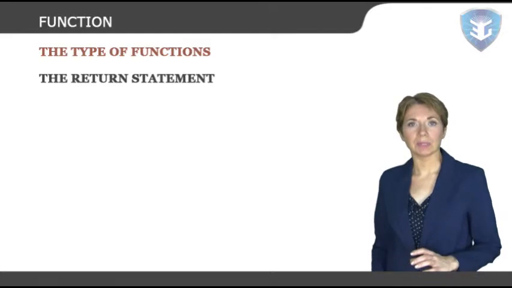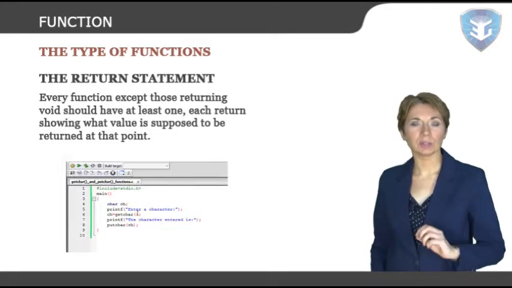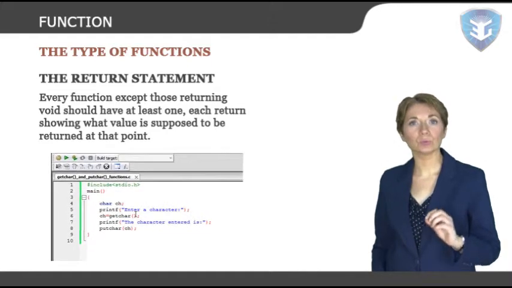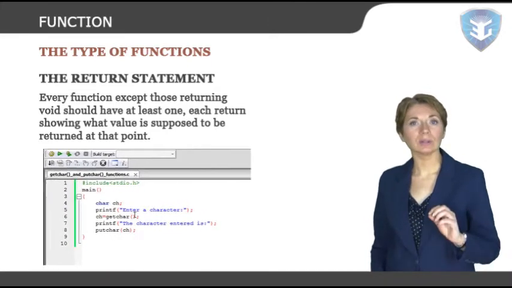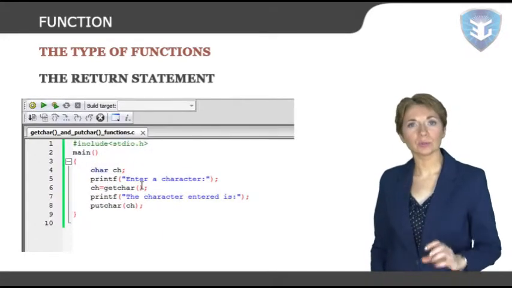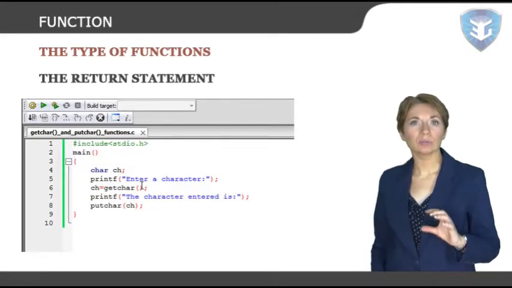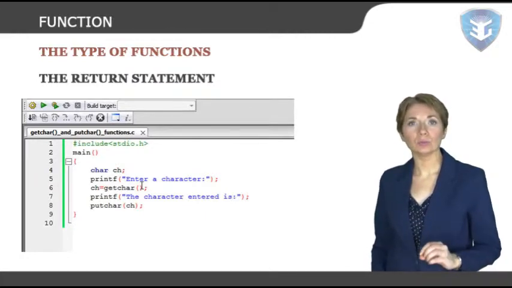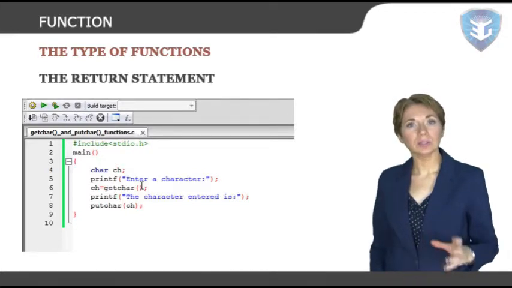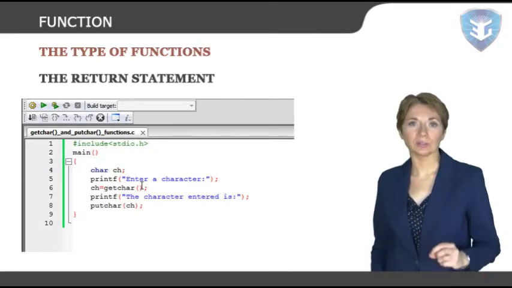The return statement. The return statement is very important. Every function except those returning void should have at least one, each return showing what value is supposed to be returned at that point. Although it's possible to return from a function by falling through the last brace, unless the function returns void, an unknown value will be returned, resulting in undefined behavior. Look at the example as shown on the screen to understand it.